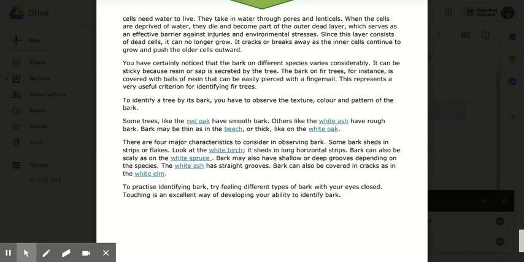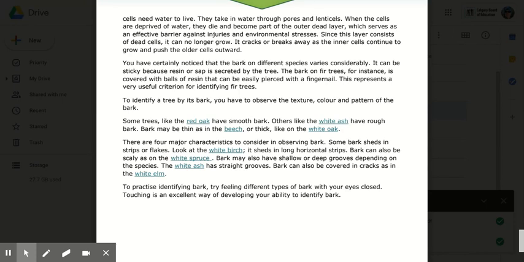And then there are four major characteristics to consider in observing bark. Some bark sheds in strips or flakes. So on a birch, you can actually pull strips off of it. So look at the white birch, it sheds in long horizontal strips. Bark can also be scaly, as on the white spruce.